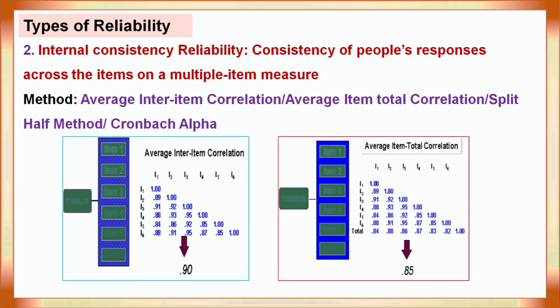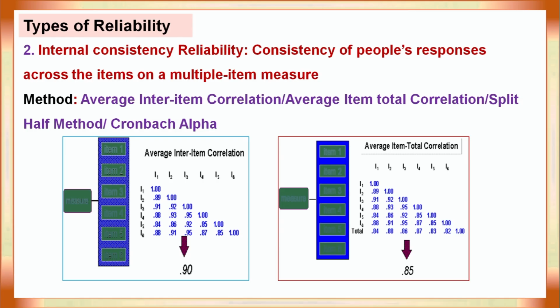Now, the next type of reliability is internal consistency reliability. What is it? It is the consistency of people's responses across the items on a multiple-item measure. As a recap, I already told you that classical test theory, and also the target of social scientific research, requires that an instrument is generally comprised of a number of items, a number of questions. For better understanding, we will take them as a number of statements or questions; the terms are used interchangeably.